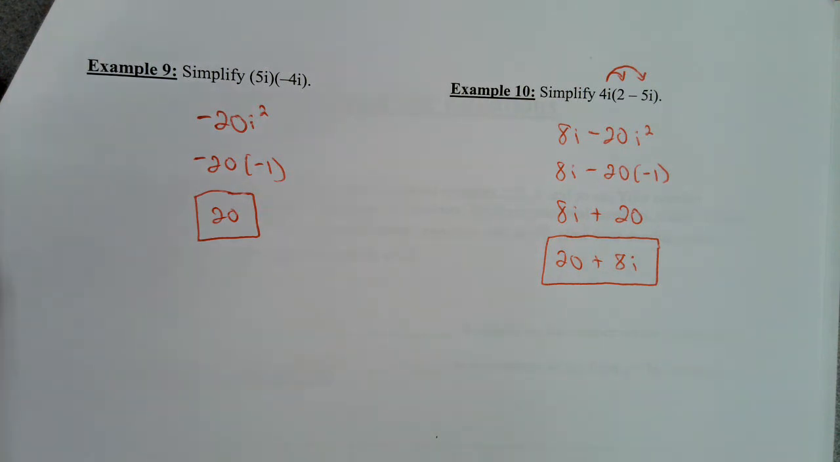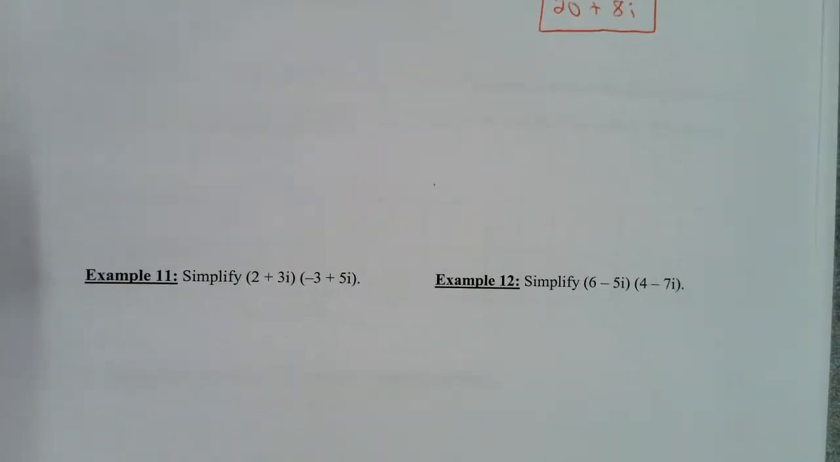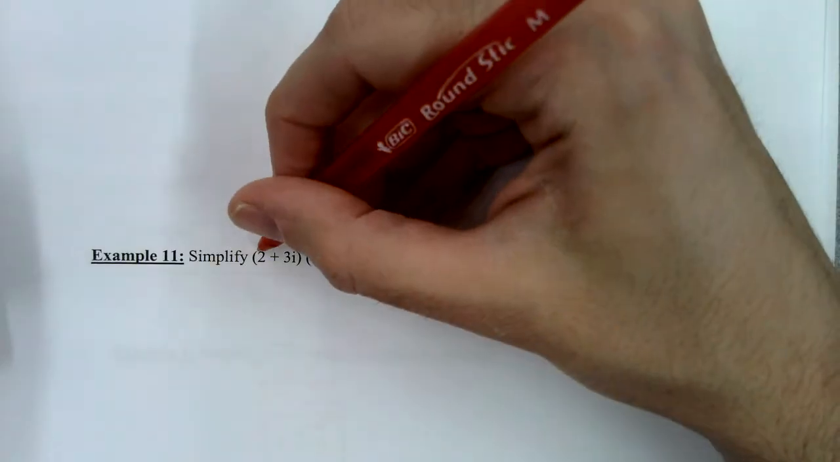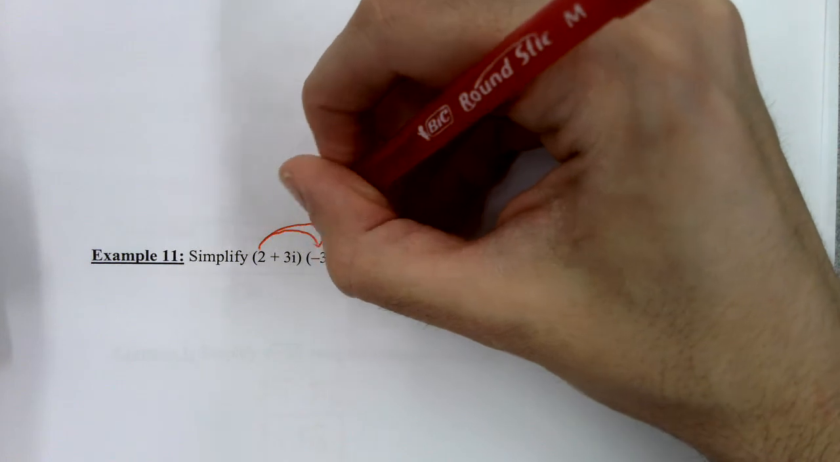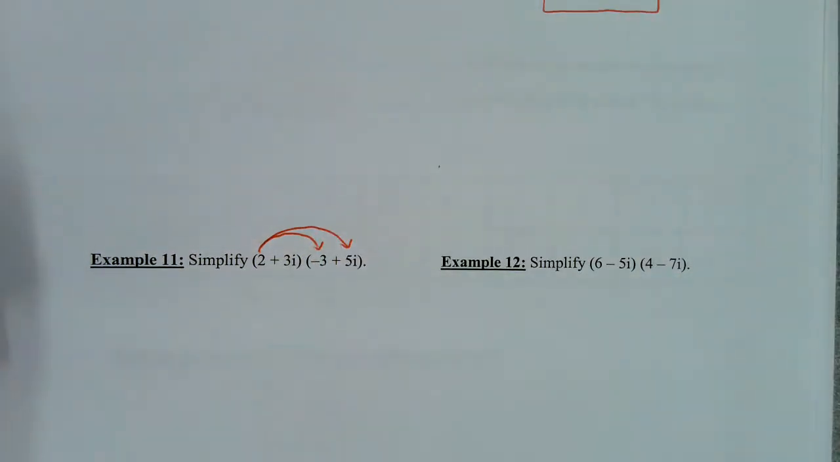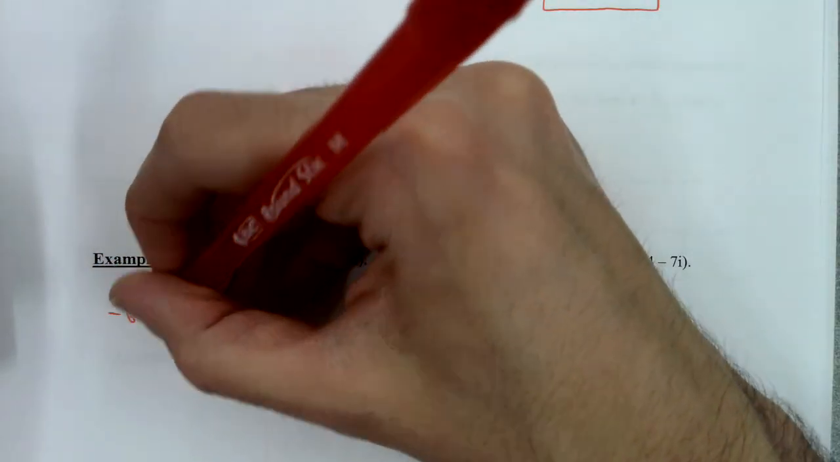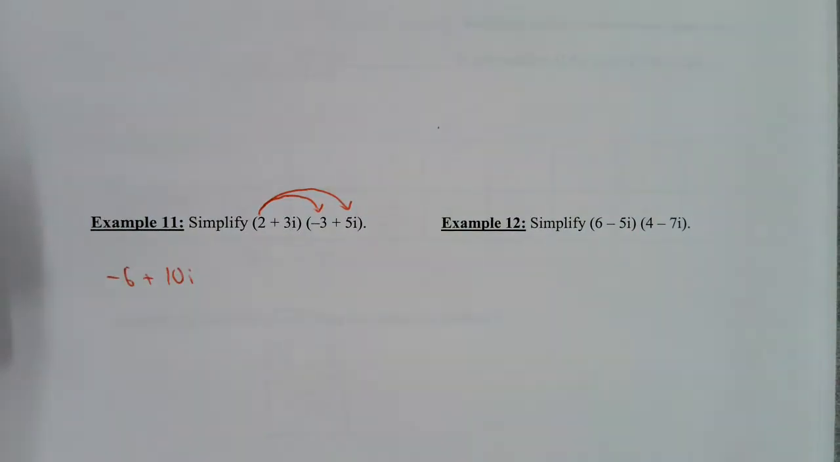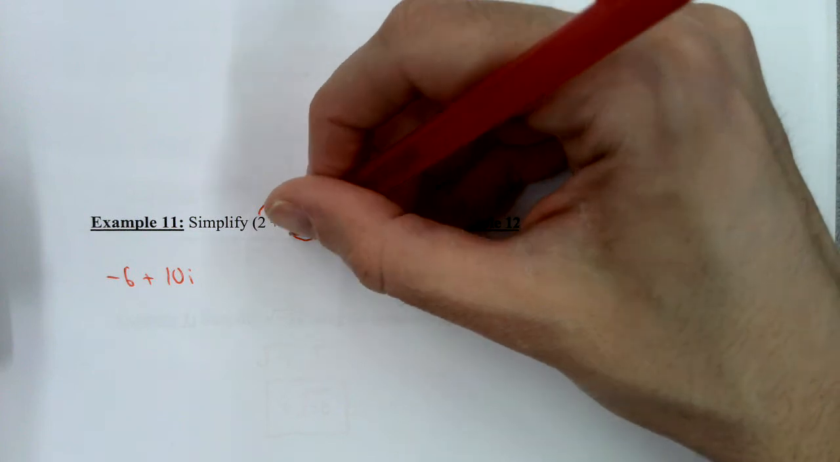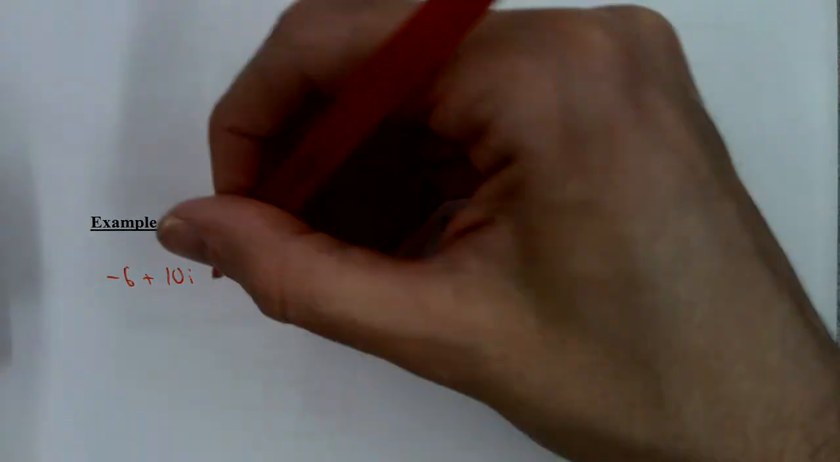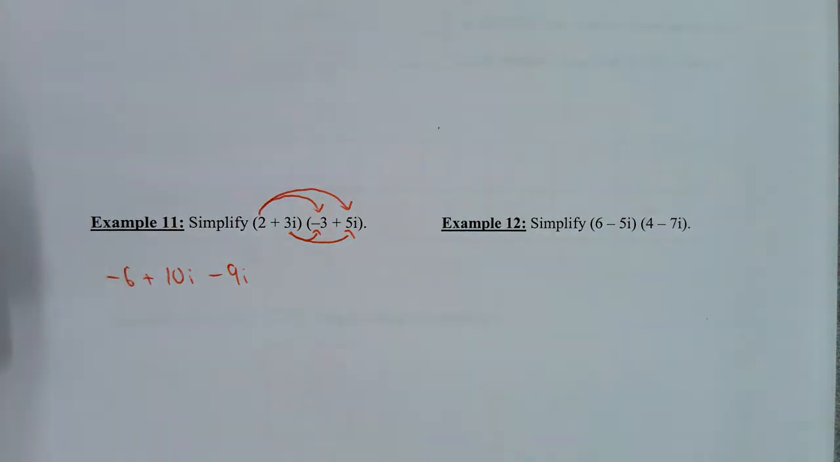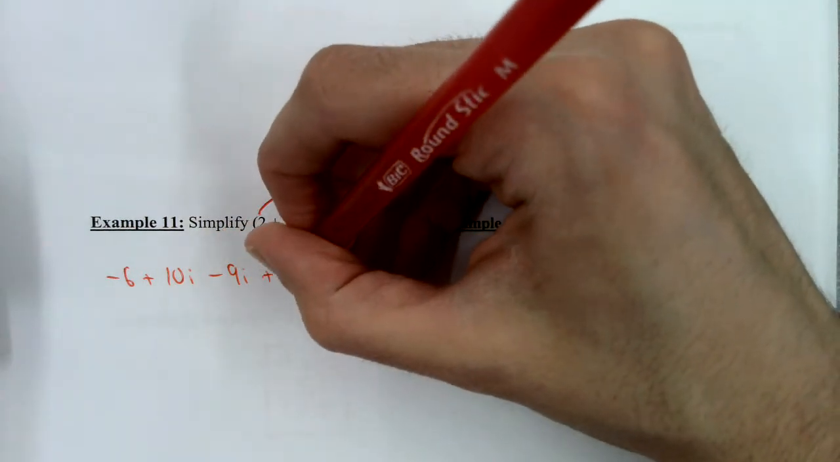What's the only thing better than distributing once? Distributing twice. So that's what we're going to do for example 11. We're going to distribute twice. Distribute the 2, so negative 6 plus 10i. And then distribute the 3i. Minus 9i. And then plus 15i squared.